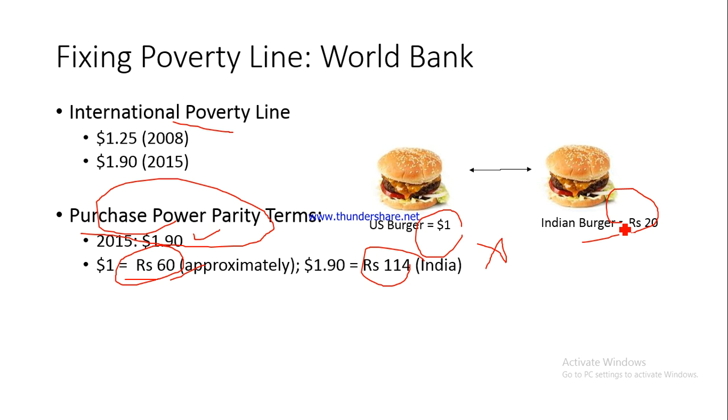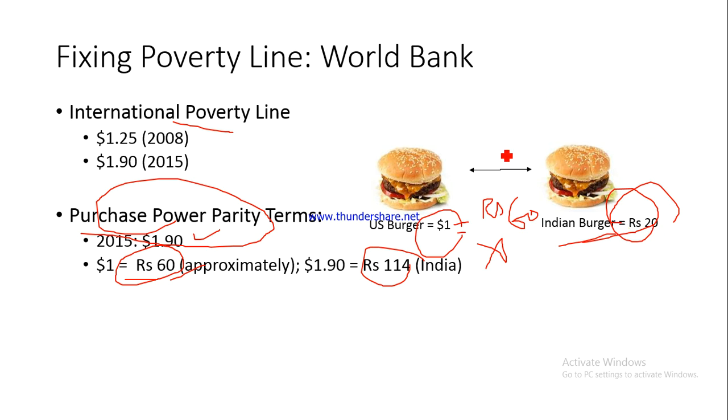It can be inferred from this data that you will have to spend more to buy a burger in America. Why? Because even if we are talking about 2015, a US burger at $1 would mean somewhere around rupees 60. So in the US, to buy the same burger, you will have to spend more. On the other hand, to buy the same burger in India, you will have to spend less. Fine. And this is how purchase power parity is actually calculated.